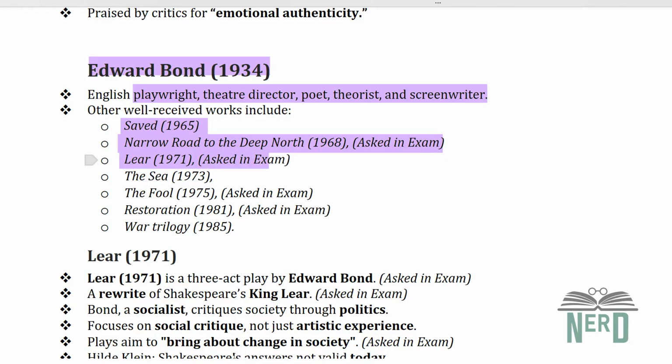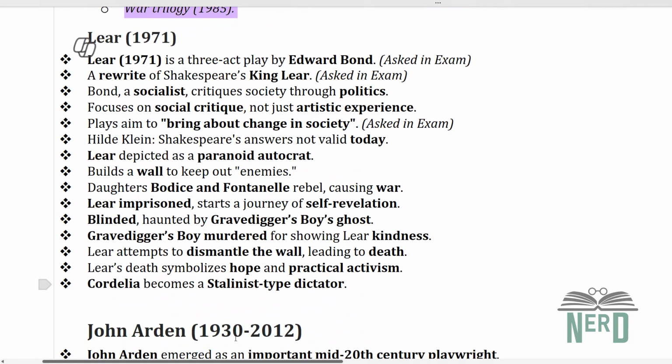Other acclaimed works include Lear, 1971, The Sea, 1973, The Fool, 1975, Restoration, 1981, and the War Trilogy, 1985. All of these dramatize the tension between individual conscience and corrupt systems, and several of those titles like Lear, The Fool, and Restoration have appeared in exam. Now, Lear, perhaps Bond's most famous play, was written in 1971, and that date has been asked in exam.